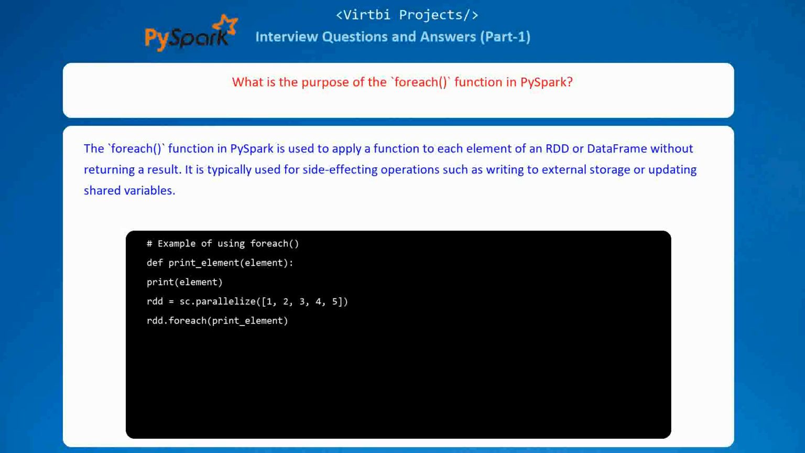The forEach function in PySpark is used to apply a function to each element of an RDD or data frame without returning a result. It is typically used for side-effecting operations such as writing to external storage or updating shared variables. In this example, we use the forEach function to print each element of an RDD.